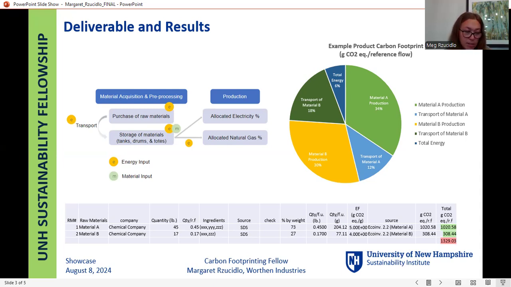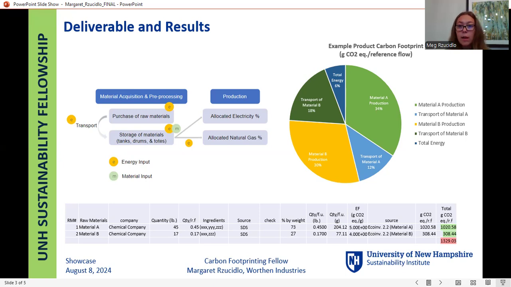A similar process is completed for the transportation emissions and the total energy. When all are added together, the whole CO2 emission is found. This data was then visualized in a pie chart in order to have a better understanding of the whole picture. You can see an example of this on the slide.